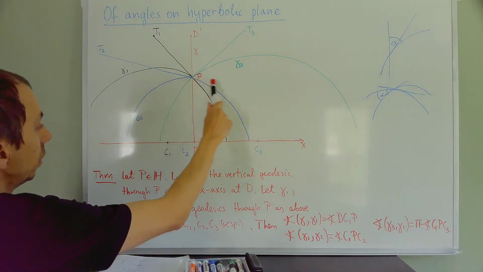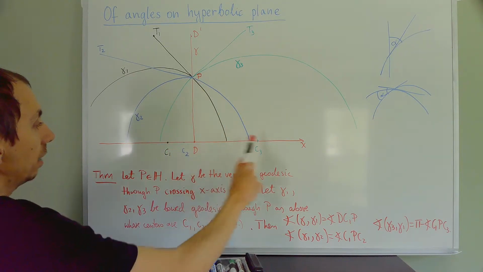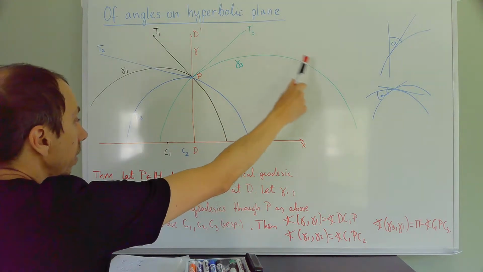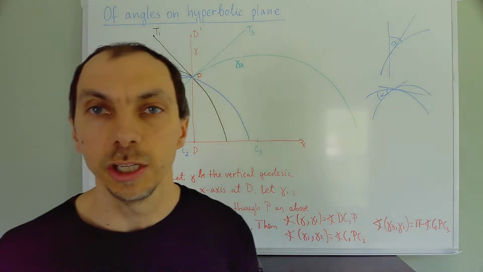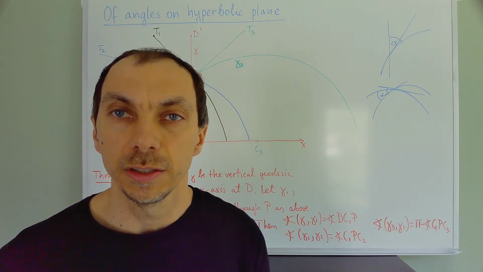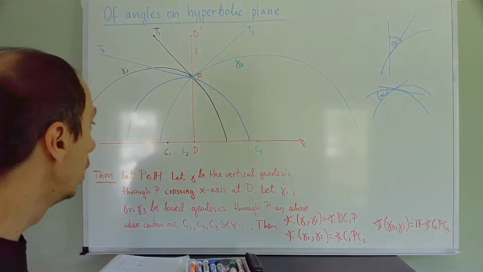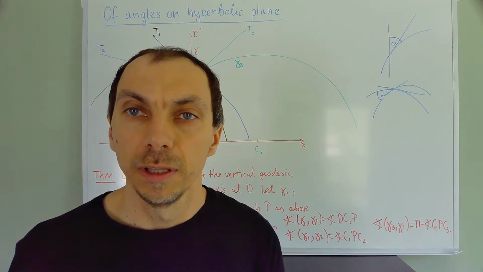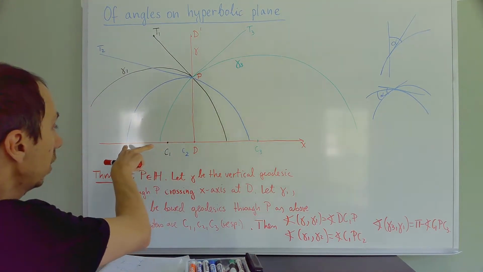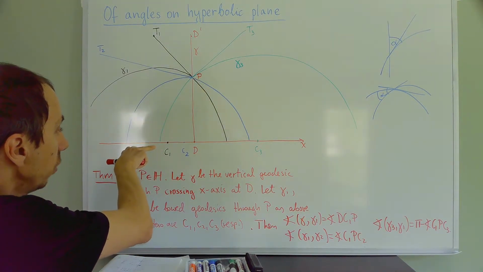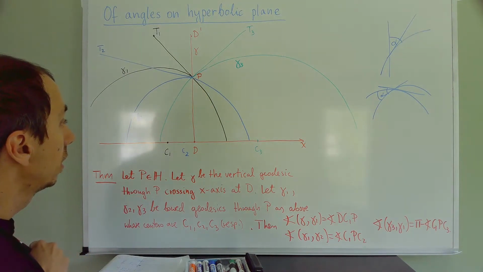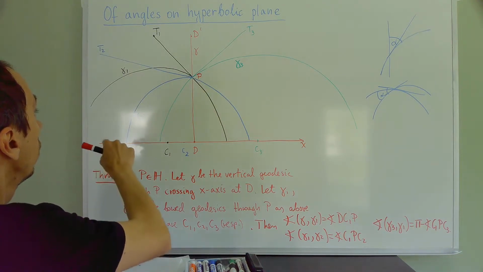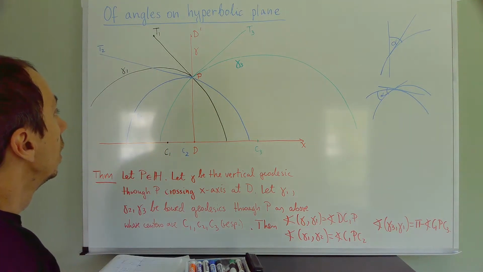The blue one, gamma 2, will be centered at C2. And then there is gamma 3, which is centered to the right of the point D. Okay, gamma 3. So I would like to study how to compute in a somewhat easy fashion the angles between a vertical geodesic and a bowed one, and between two bowed ones that land on the same side of the point D. So gamma 1 and gamma 2.